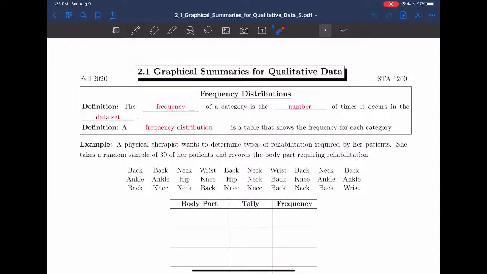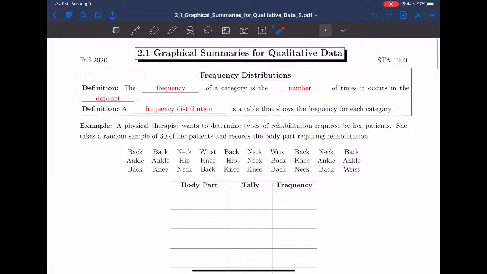In this section, we're going to talk about some graphical representation for qualitative data. And actually, in this whole chapter, chapter 2, we're going to talk about multiple graphical representations for qualitative and quantitative data. But in this section, we're mainly focusing on qualitative data. So let's go over some definitions.